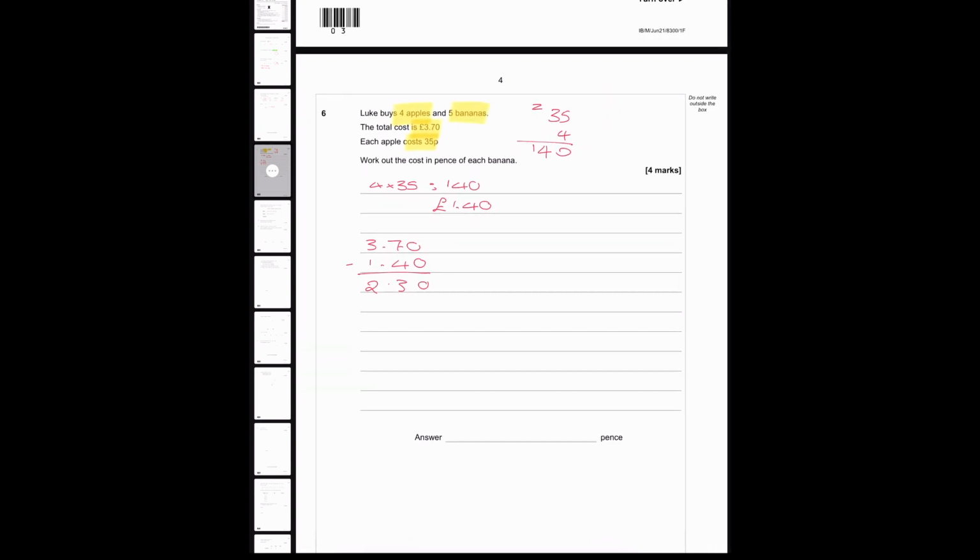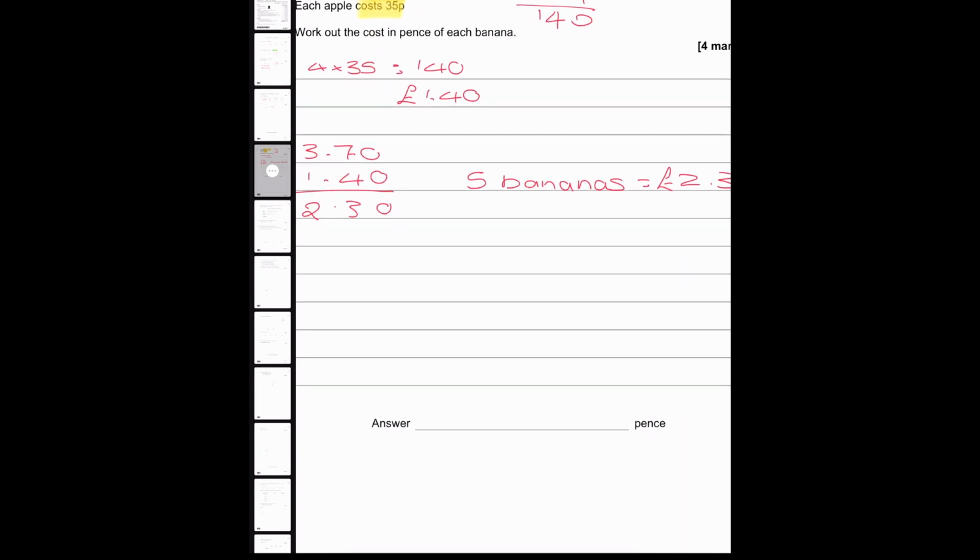However, the question is not asking for the total cost of bananas but for the cost of 1 banana. So we need to divide the total cost by the number of bananas, which is 5. £2.30 divided by 5 is £0.46, or as the question asks for the answer to be in, 46p.